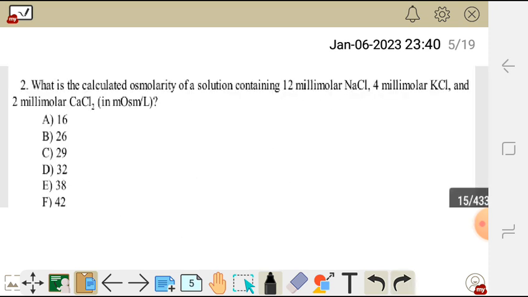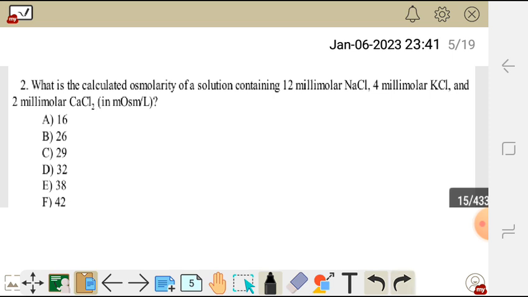Question 2 reads, what is the calculated osmolarity of a solution containing 12 millimolar sodium chloride, 4 millimolar potassium chloride, and 2 millimolar calcium chloride, in milliosmoles per liter? So A, we have 16, B 26, C 29, D 32, E 38, and F 42.